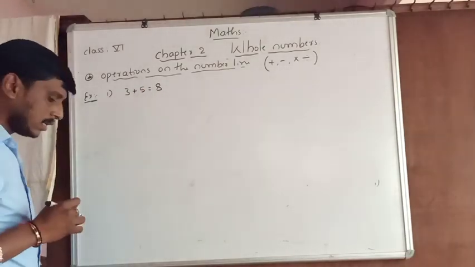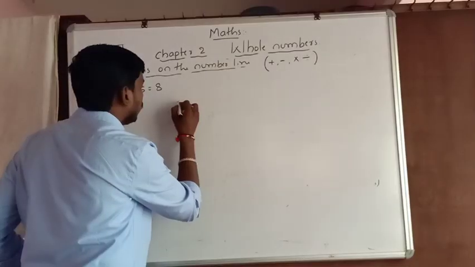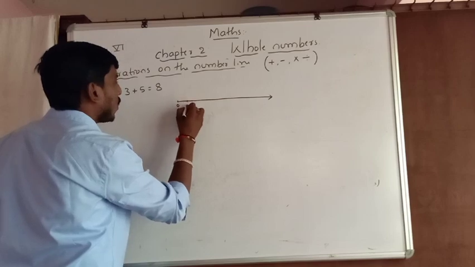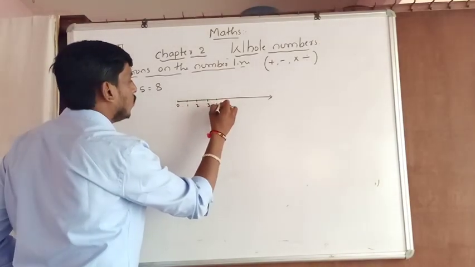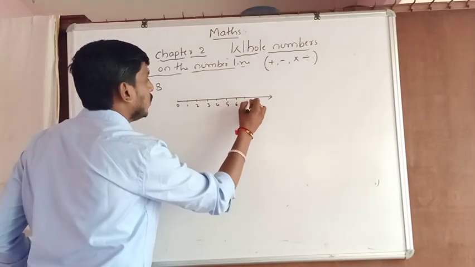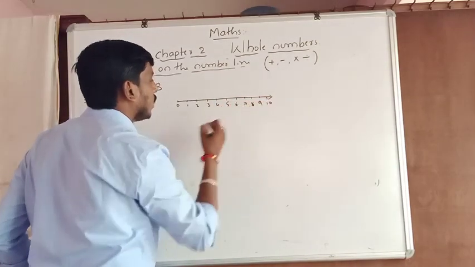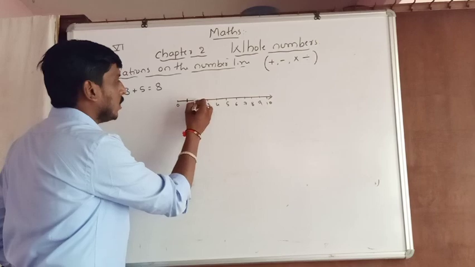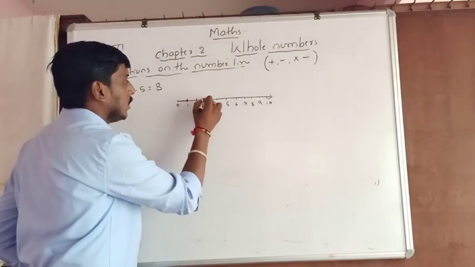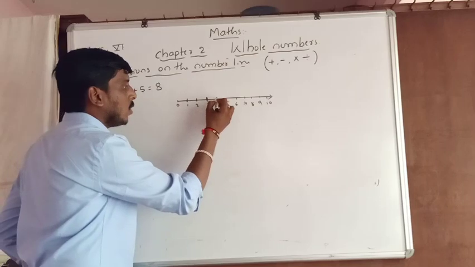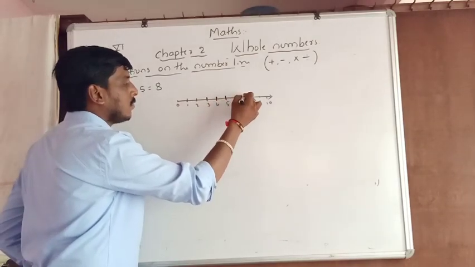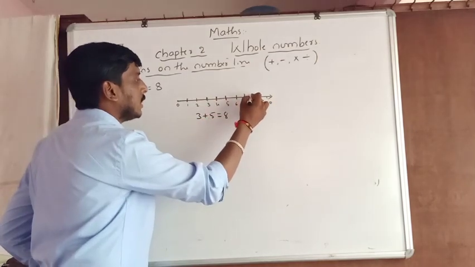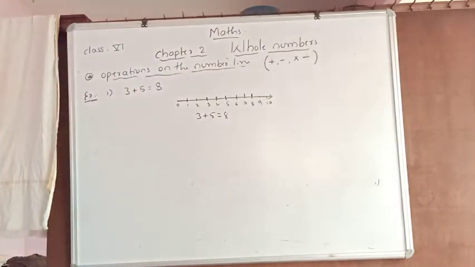How do we show it on the number line? Very simple. First you draw a number line. Mark the points 0, 1, 2, 3, 4, 5, 6, 7, 8, 9, 10. For 3 plus 5, first start from 3: 1, 2, 3. Next, 5: again 1, 2, 3, 4, 5. So 3 plus 5 is completed at 8. That is how operations on the number line work.